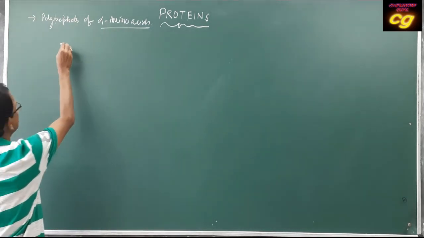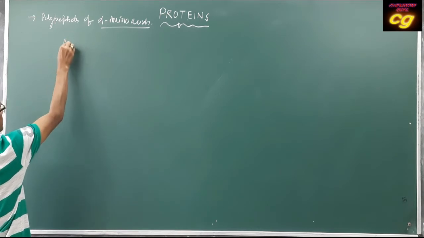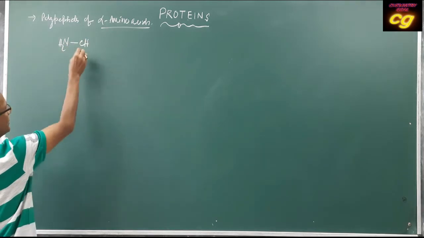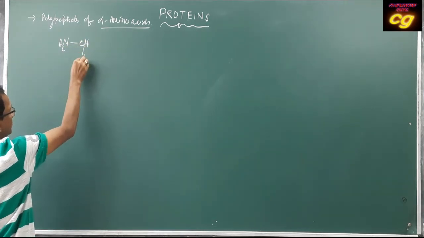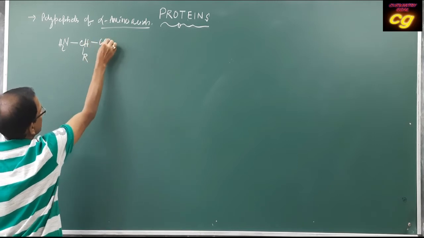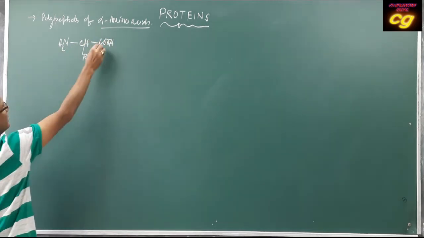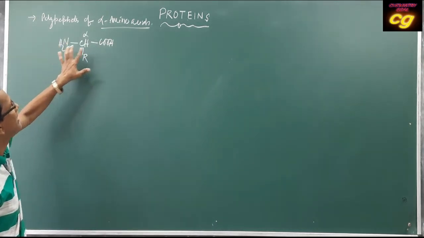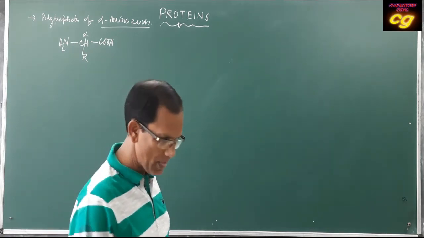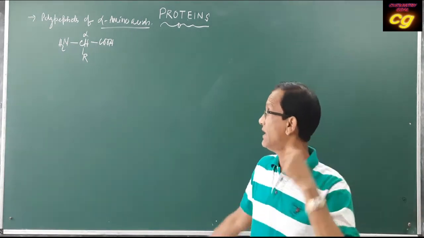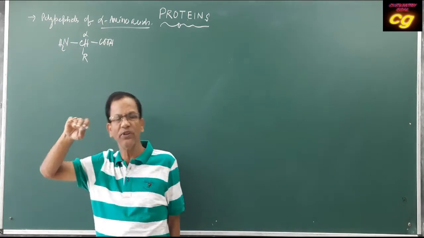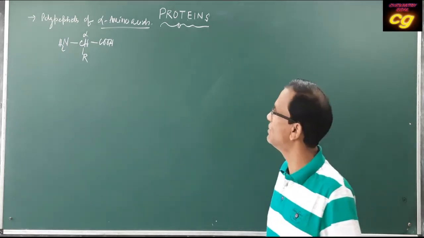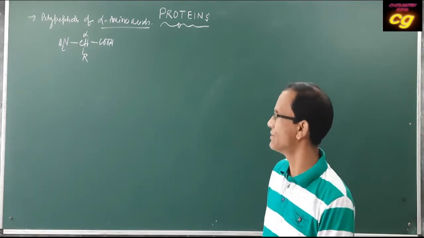Alpha amino acids, if you see the structure, this is your amino group and this is the next carbon, the alpha carbon, this is your R and this is your acid group. So an alpha amino acid has an amino group at the alpha position along with a carboxyl group. These are alpha amino acids, which are the important essentials of proteins.